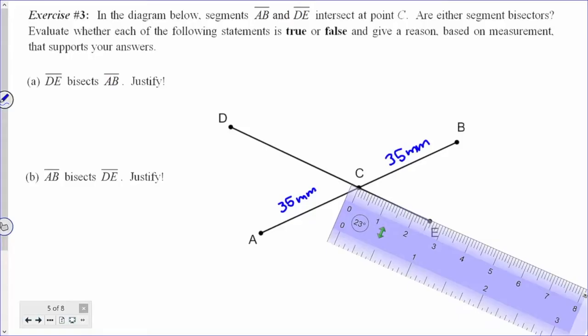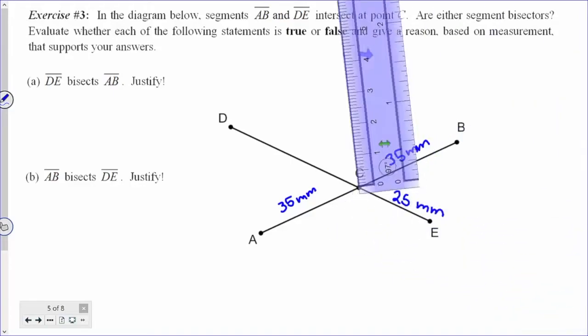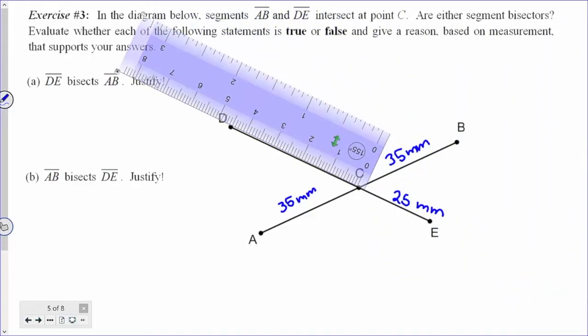CE is somewhere 25 or 26. I'm going to call it 25 millimeters. And finally, because I love reading things upside down, I'm going to find that CD looks like it's 45 millimeters. Ooh, or something like that.